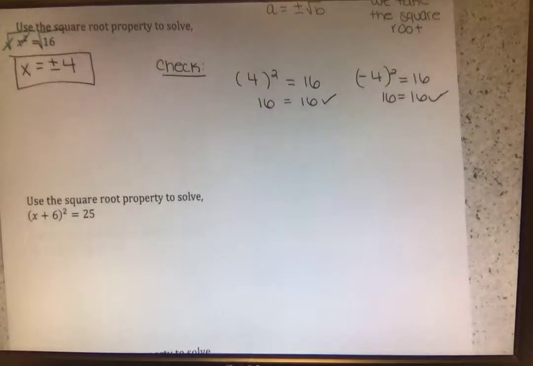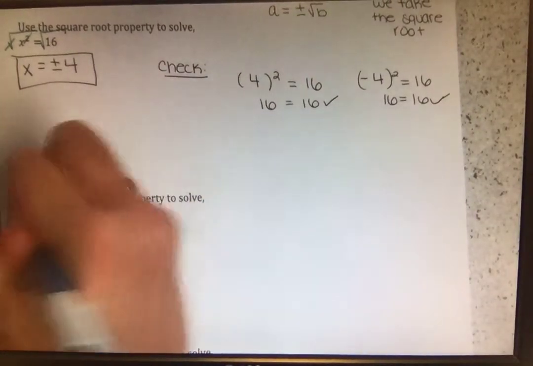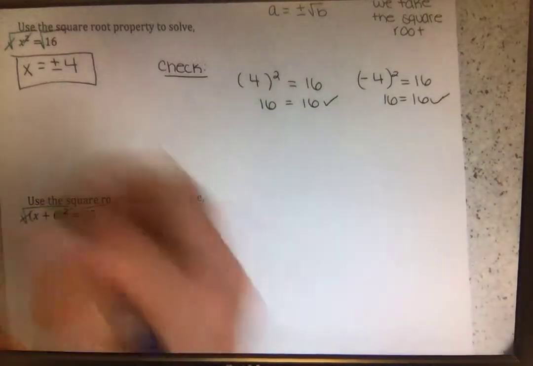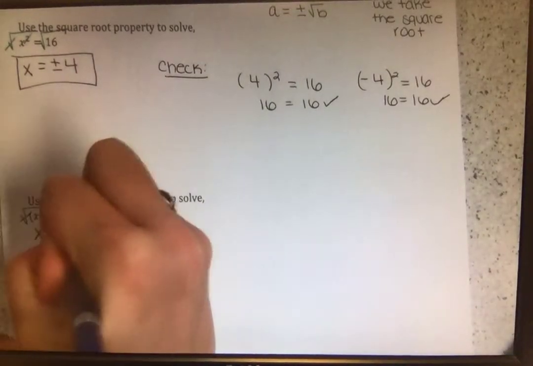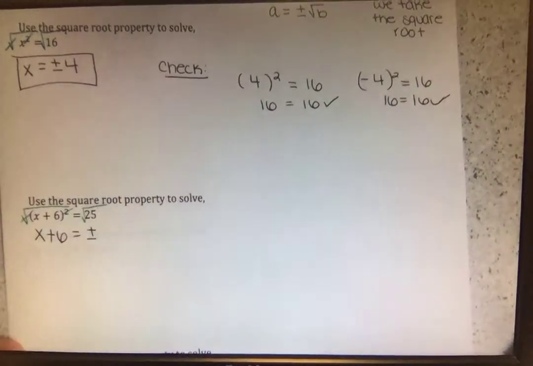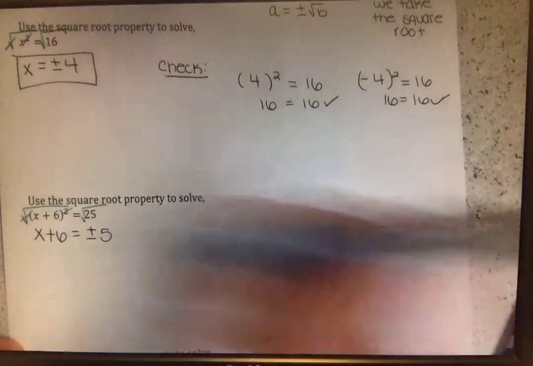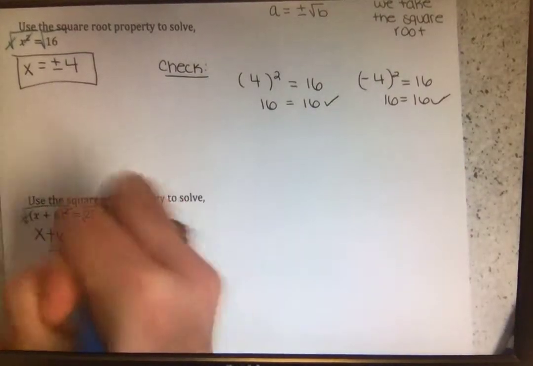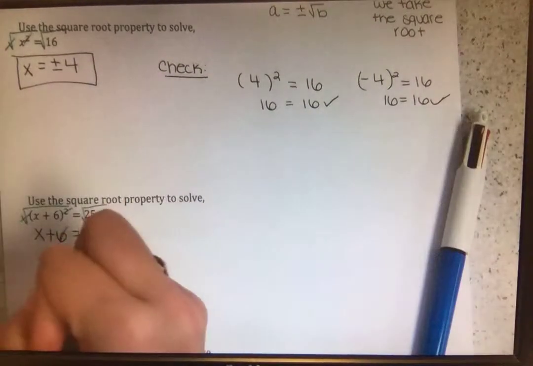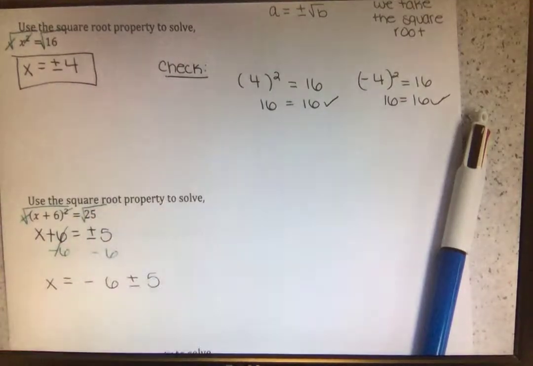Same thing for the next example. Use the square root property to solve (x plus 6) squared equals 25. The opposite of square is square root, so the square and the square root cancel each other out. We're left with x plus 6 equals the square root of 25. We know we took the square root, so it's going to be plus or minus. The square root of 25 is 5. Getting x by itself, we subtract 6 from both sides. This gives us x equals negative 6 plus or minus 5.